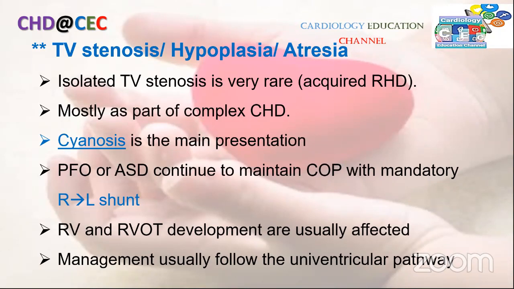Management usually follows the univentricular pathway, either 1.5 ventricle or univentricular pathway, because if we get a tricuspid atresia or hypoplasia, usually the RV is underdeveloped and cannot carry the pulmonary circulation, so we need to go for further management in the univentricular pathway, and this is a separate webinar, which will be discussed later in detail.